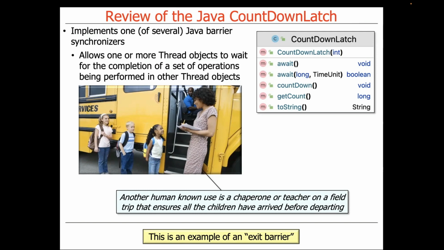You can do this when you're leaving on the trip: you have an exit barrier that says don't start the trip until everybody's there. And of course, when you're going back from the trip, you would do the same thing. You'd make sure that everybody was done with whatever they were doing. If it was a museum or a sporting event or a concert, the chaperone or teacher would wait till everybody had been accounted for before they could exit. So that's another way of thinking about an exit barrier.